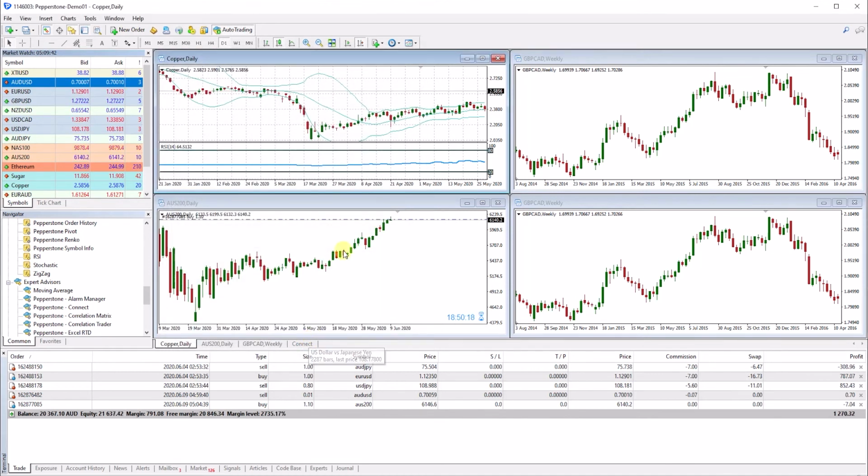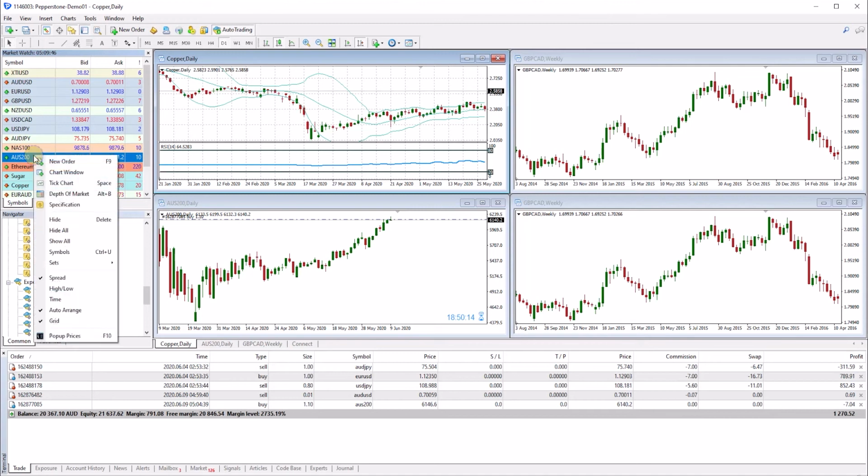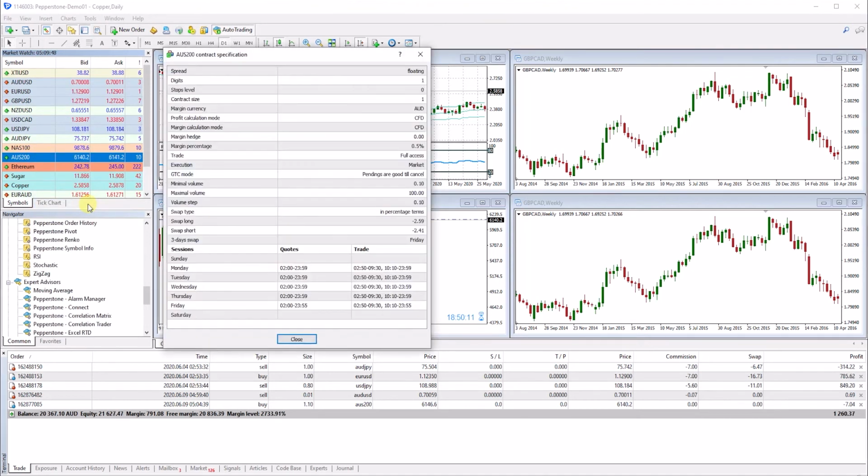If we were to look at something a little bit different, so let's look at Aussie 200, for example, which is the ASX. A little bit more interesting. Now, here the minimum volume is 0.1, which is a tenth of that contract, which you can see contract size is 1. That means one contract of this is worth at the moment 6,146 Australian dollars. Seems to be coming up a little bit. And you can only do it in increments of 0.1.